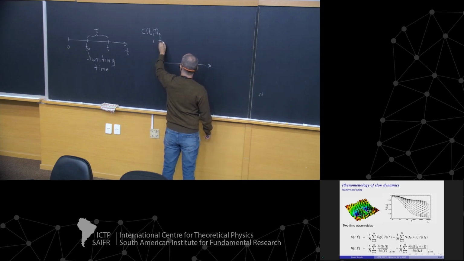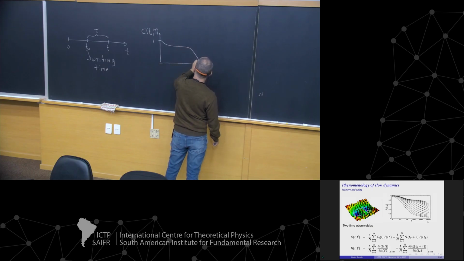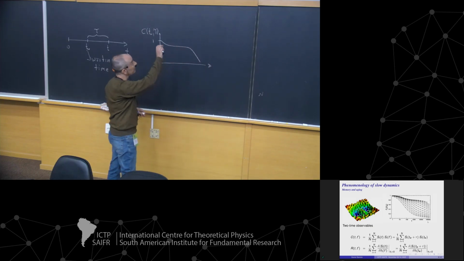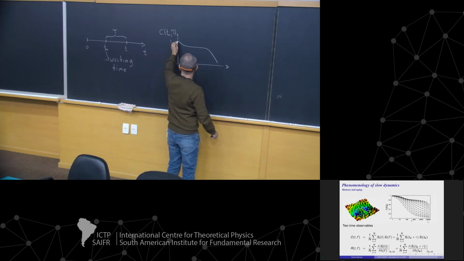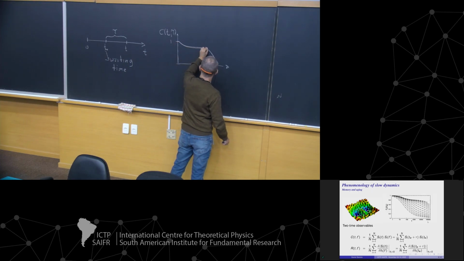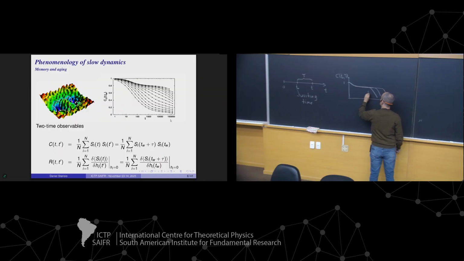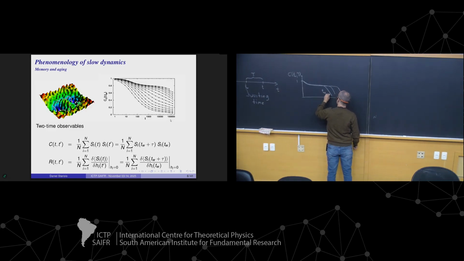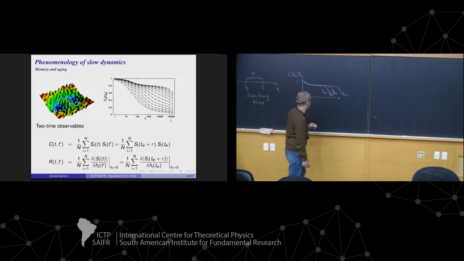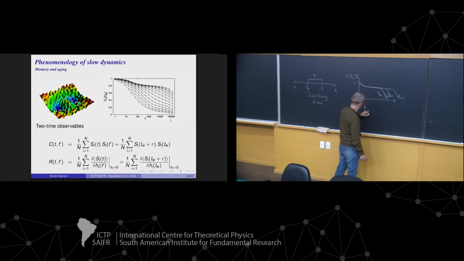In that simulation, this sector of the relaxation is not well developed. But in general, we will see this kind of situation. So this is waiting time 1. This is waiting time 2. This is T waiting 3. With T waiting 1 less than T waiting 2 less than T waiting 3.